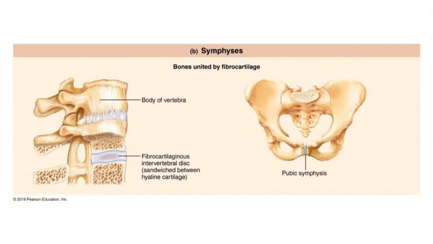Therefore, symphyses tend to be functionally classified as amphiarthroses. That is, they permit a little bit of movement, but in general, they have quite a bit of stability as well. On the left side here, we see the intervertebral discs. These are the fibrocartilage pads that exist between most of the vertebrae in our vertebral column.